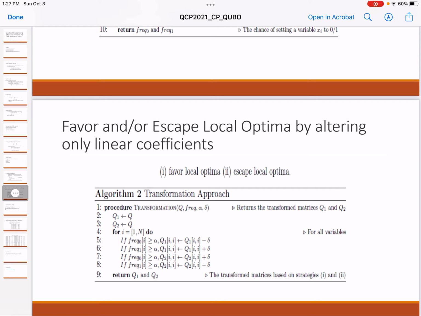We also have a heuristic where we give preference to escaping local optima, and that is achieved by a mirror image of the favoring heuristic. So now let's say x1 was set to 1. Now we will encourage the solver and say that maybe it's not a good idea setting x1 to 1. So we can make these slight perturbations to the linear coefficients of the Q matrix based on the numbers that we got from the frequency set.